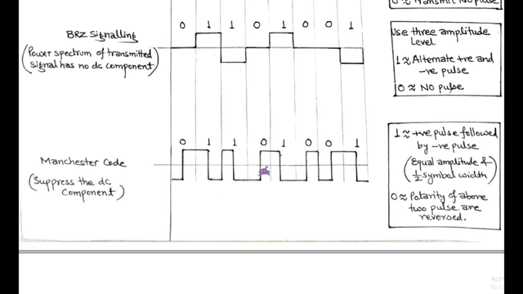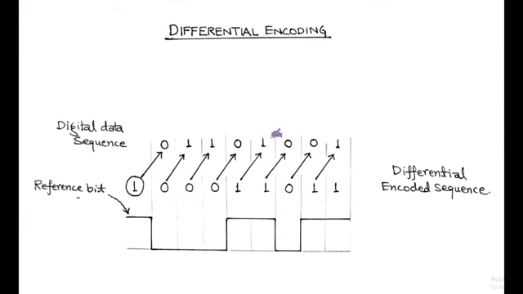And the last line code is differential encoding. In this, we first consider a reference bit. It may be 0 or 1. And here we take the reference pulse symbol 1. In differential encoding, if the symbol is changed with respect to the reference bit, then the encoded output is 0. But if there is no change in symbol with respect to the reference bit, symbol 1 is encoded.